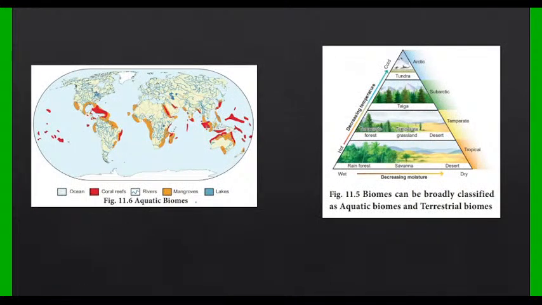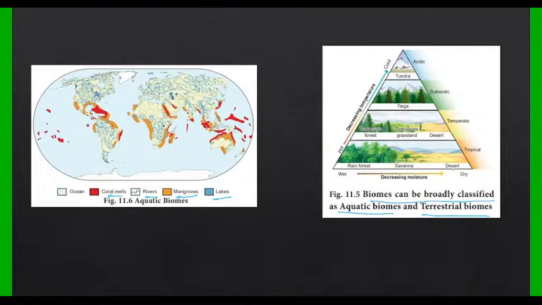Now another diagram shows the oceans, coral reefs, rivers, mangroves and lakes. And now this one is a very important one. The biomes can be broadly classified as aquatic biome and terrestrial biome.